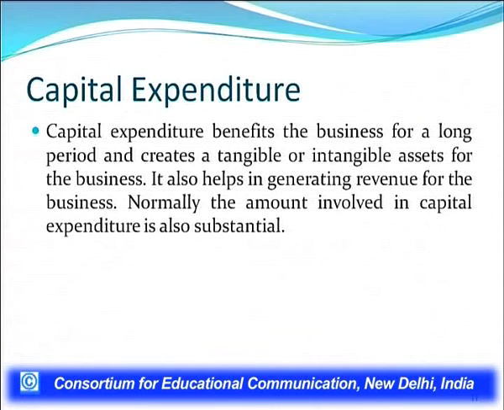So, when we spend some money and it creates a tangible asset for long term use, then it is capital expenditure. It may also create intangible assets. Intangible assets include goodwill, copyright, patents, trademarks or any other item, such as acquiring some licenses for a long term period. So, these are the capital expenditures that may benefit or create that.